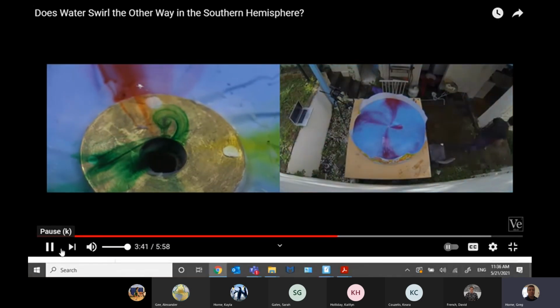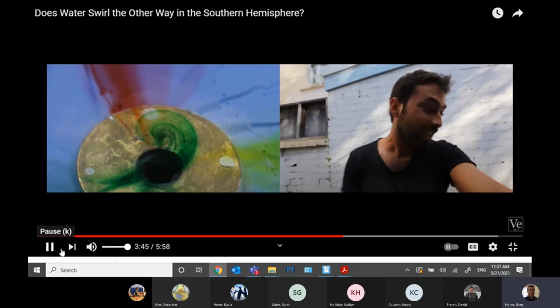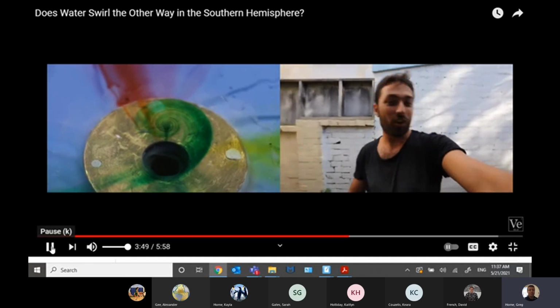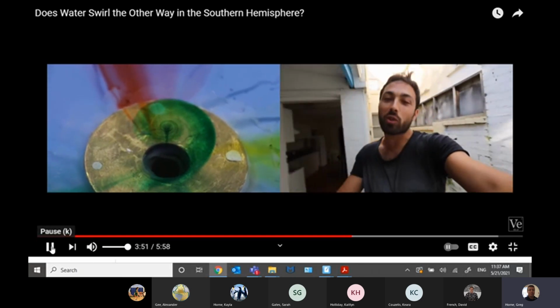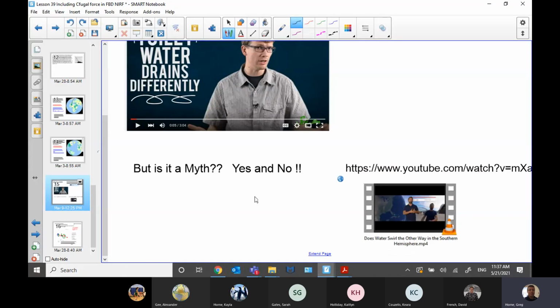But you can see what a tiny little effect it is and what extraordinary lengths I had to go to in order to see this effect. So really, you're not going to see it in a bathtub, a sink, or a toilet, because there are other sources of angular momentum that totally wash it out. So that's the part where my answer to whether it's a myth is like, well, yes and no.